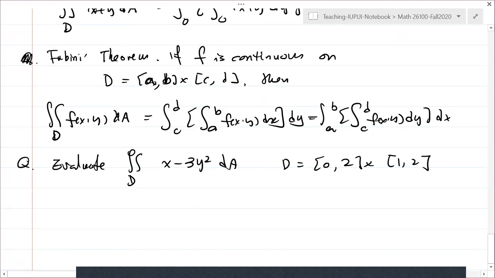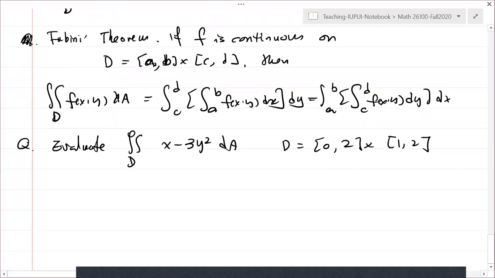To evaluate, first of all, you see the function is continuous. And this is a double integral. By Fubini's theorem, this double integral is equal to those two iterative integrals. I can use any of them to evaluate. But in order to check the theorem, maybe I should evaluate both iterative integrals. I'm pretty sure they're the same.